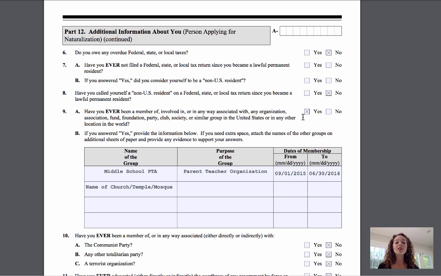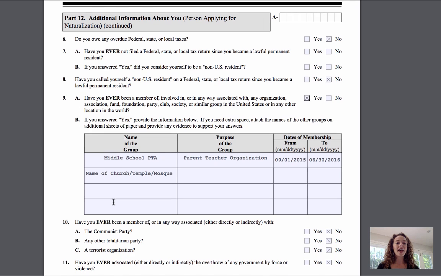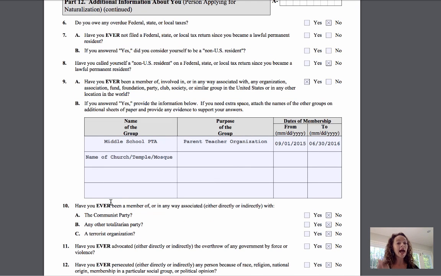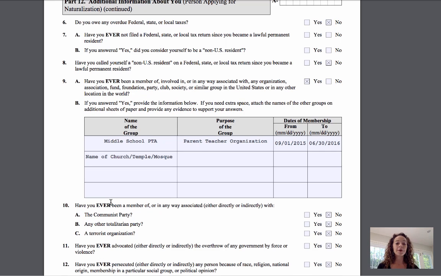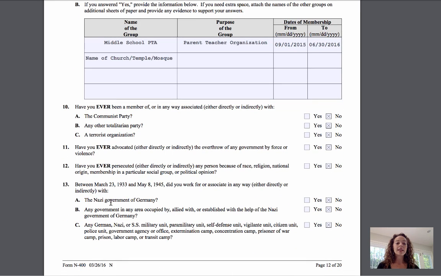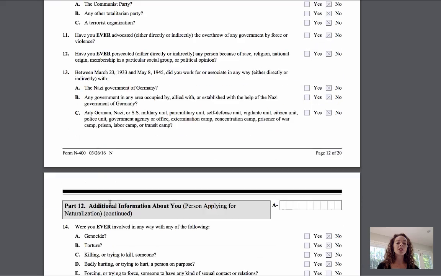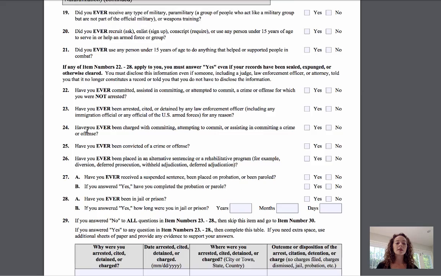So you can go ahead and answer yes, and then maybe you were a member of the middle school PTA, maybe you were a member of the Boy Scouts or the Girl Scouts, something like that. You could go ahead and put the name of your church, your temple, your mosque, something like those organizations, that you are an active member in the community. That's okay, all right? And if you need more space, go ahead and add that extra sheet of paper.